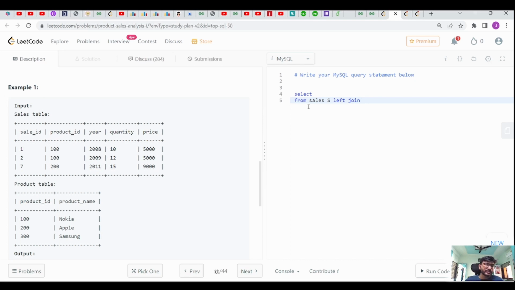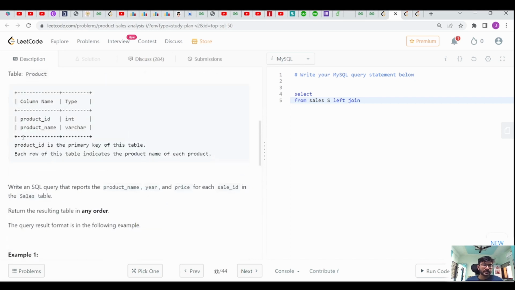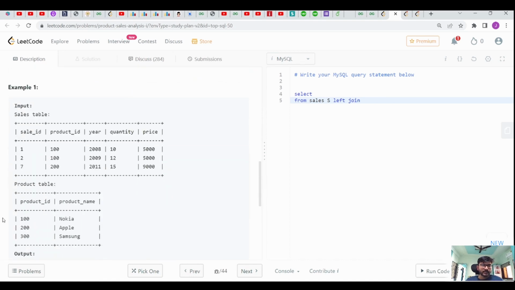But I can see that in this table there is no possibility that all of the product IDs present over here should be present in my products table also. In the products table, product ID may be the primary key. We are told that product ID is the primary key of this table, and it is referencing this table, right? So I will not get any nulls if I use a left join. I will get all of the outputs corresponding to each sale ID, because in a left join we prioritize our left table.